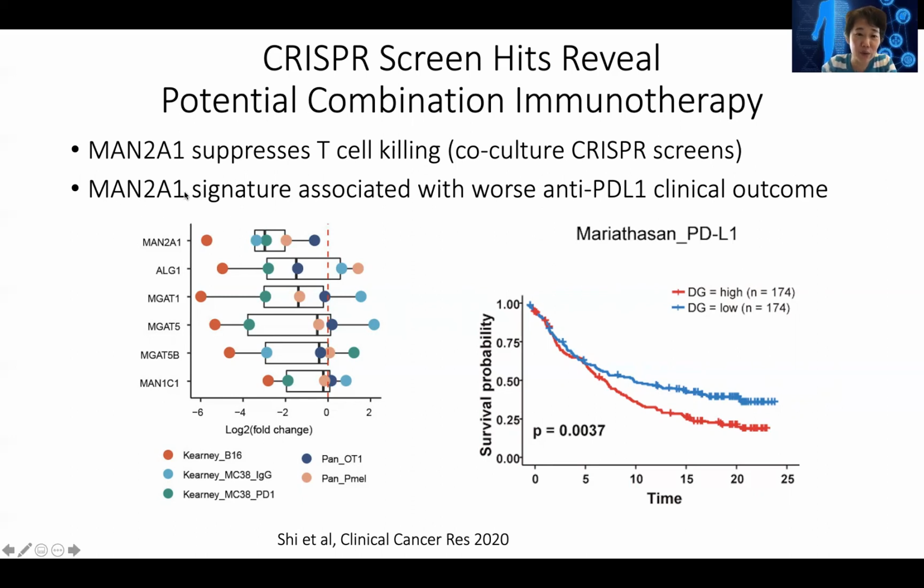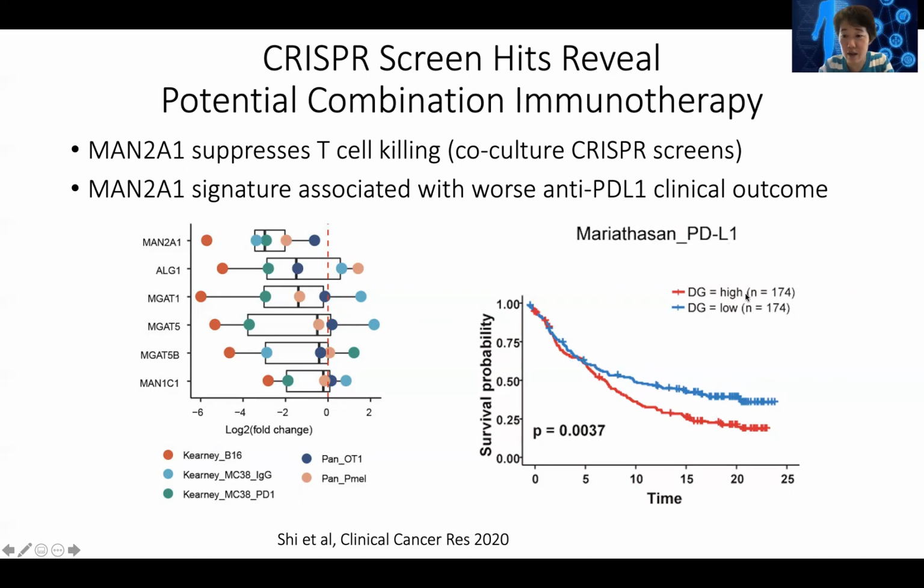We used the MAN2A1 knockout differential gene expression to generate a signature. And we asked, is it associated with immunotherapy response? It turns out the MAN2A1 gene expression signature is associated with worse response in PD-L1 clinical trials.